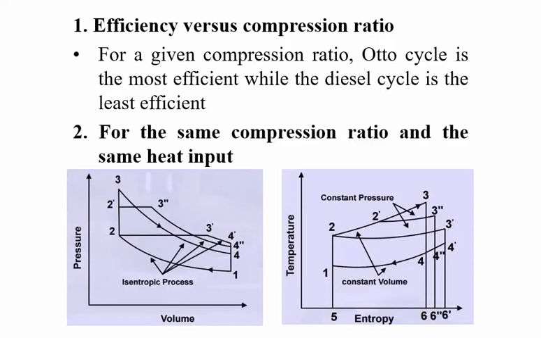Since work done is equal to the difference of heat supplied and heat rejected, and the efficiency is the ratio of work done to the heat supplied, it follows that for the same compression ratio and heat supplied, the Otto cycle has the maximum efficiency and the diesel cycle has the least efficiency.